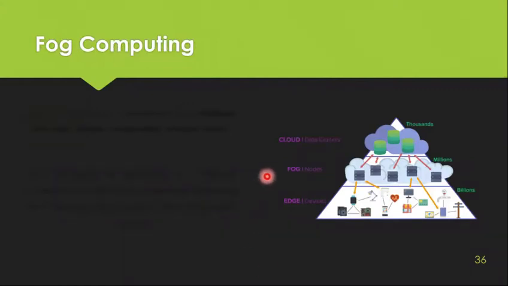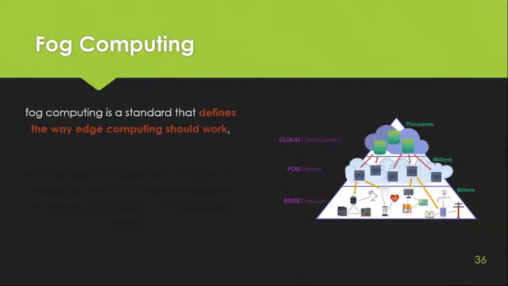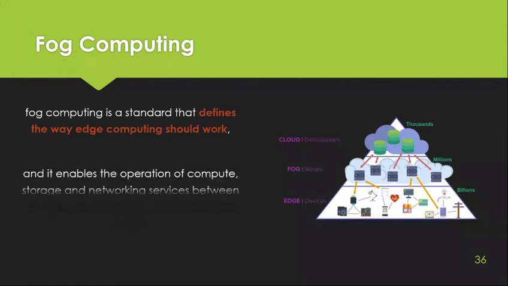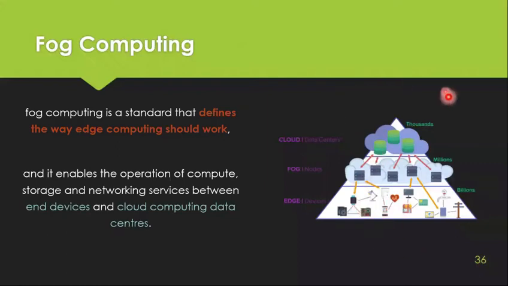In terms of fog services, they may be anywhere between the cloud and the edge devices, and they are hosted in so-called fog nodes, as we talked about. There are a lot of definitions. Actually, there is no consensus about what fog computing is. There is no single definition of fog computing, or even a strict and clear definition of the difference or overlapping area of fog and edge computing. But one nice definition that I prefer, from Cisco, is that fog computing is a standard that defines the way edge computing should work. Basically, it manages the relationship between the end devices and the cloud data centers.